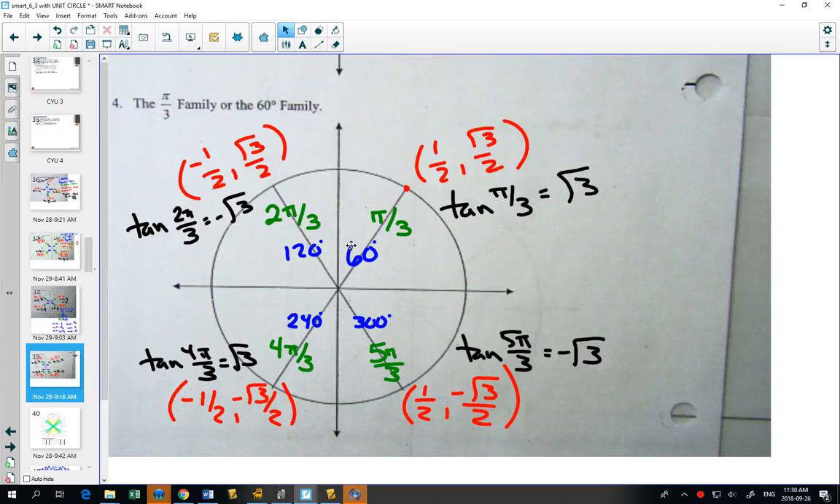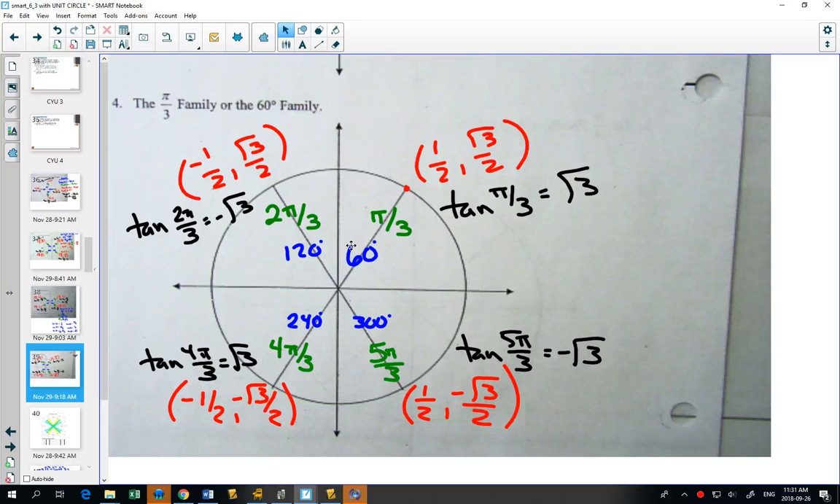Quadrant 1 is pretty easy to figure out. If it's the pi over 3 family, quadrant 1 is pi over 3. If it's the pi over 4 family, quadrant 1 is pi over 4. But if I wanted to switch to quadrant 2, what's the pi over 6 in quadrant 2? Without looking. Let's figure out a way that we can do this quickly without looking. Pi over 6 in quadrant 2?